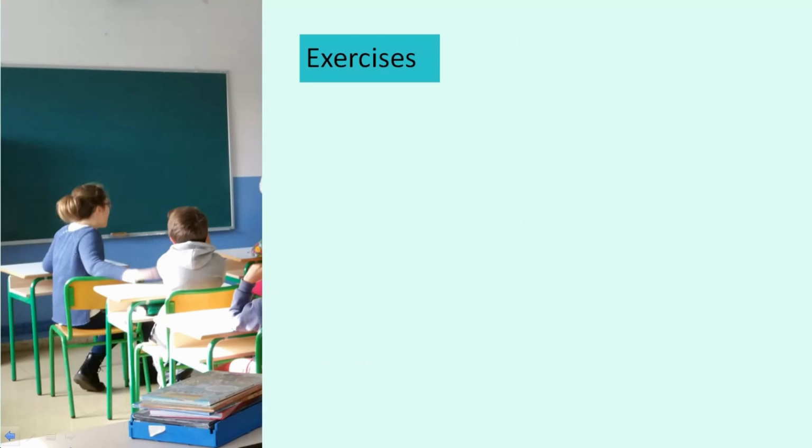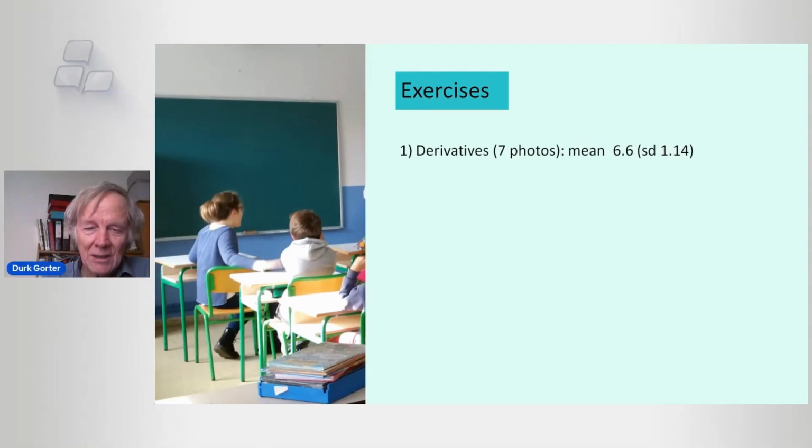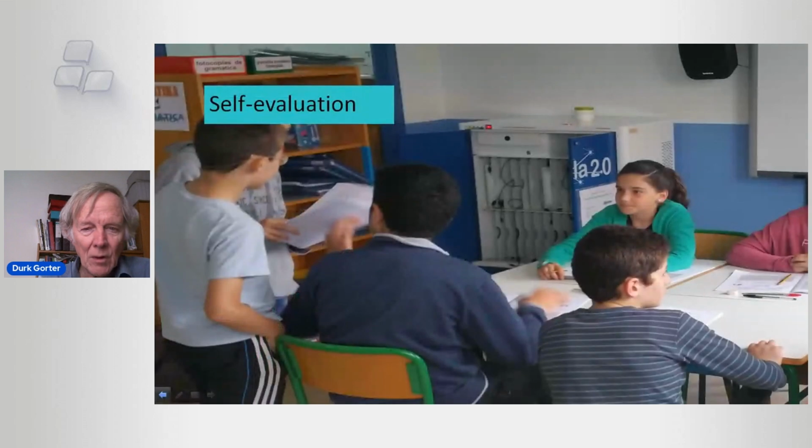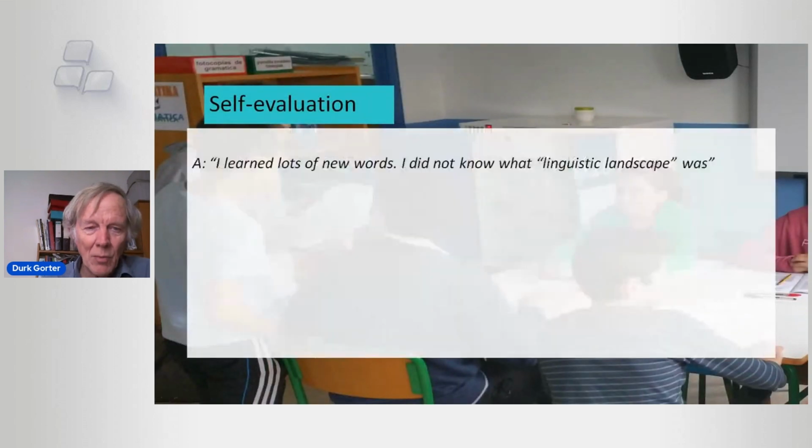We also had these exercises, as I showed you, and it's interesting to see that for the derivatives, they did 7 pictures and had a mean score of 6.6. That was quite good. But the compounds, 3 pictures only, also got 6.7 out of 10. It's not that great because it was not that easy, in the sense that we saw that among the 5th and 6th graders, it was especially the 6th graders that did better. We also asked them about the linguistic landscape module, some self-evaluation, and student A said, I learned lots of new words.